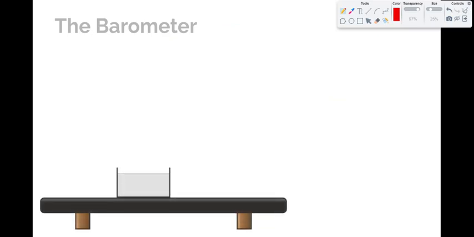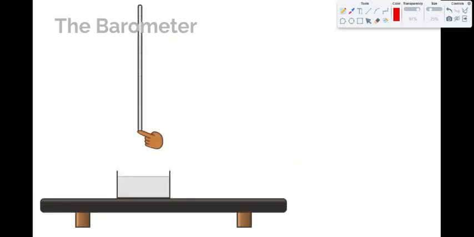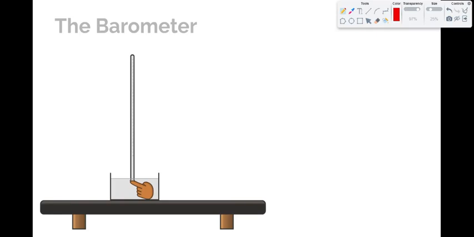Another way that we can understand pressure is by the use of something called a barometer. So this is how a barometer works. This is the basic schematic for it. You have a bowl full of mercury. You fill up a long skinny tube with mercury, plug the end, flip it upside down, put the end of the tube under mercury, and then take your finger away.